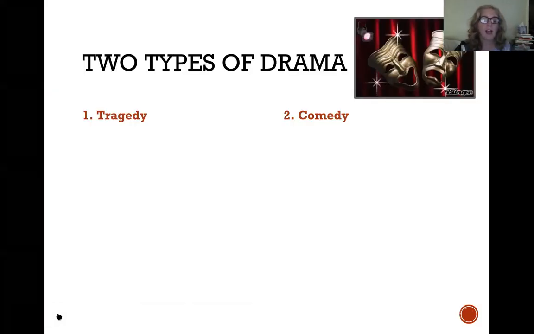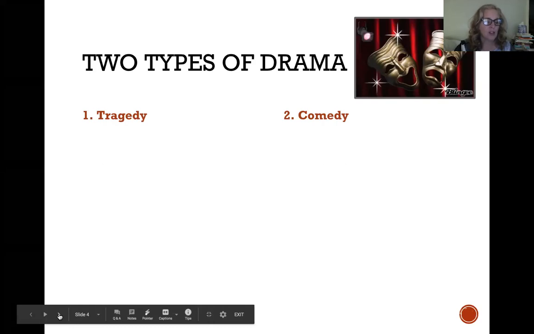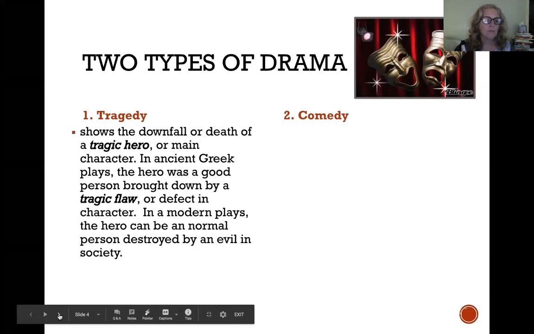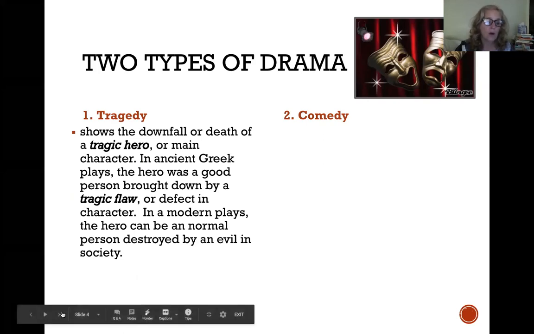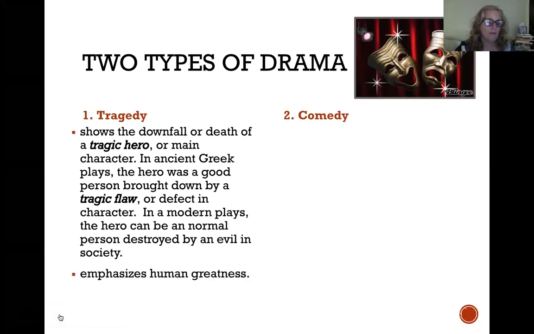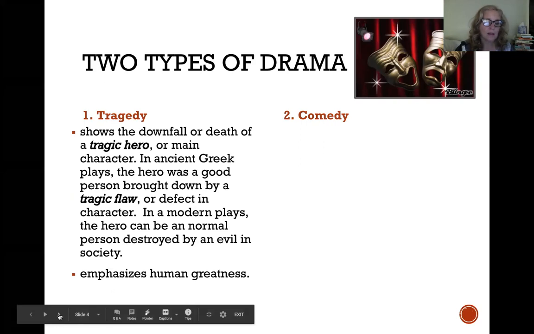There are two types of drama: tragedy and comedy. Tragedy shows the downfall or death of a tragic hero or main character. In ancient Greek plays, the hero was a good person brought down by a tragic flaw of some sort or defect in the character. In modern plays, the hero can be a normal person destroyed by an evil in society. It also emphasizes human greatness.